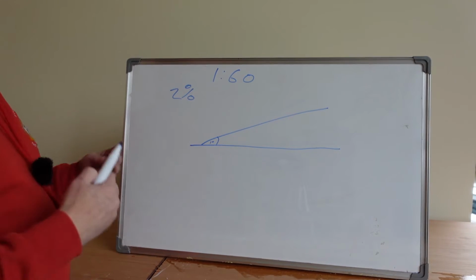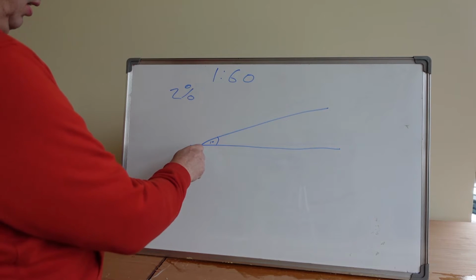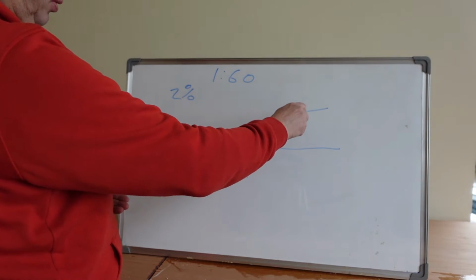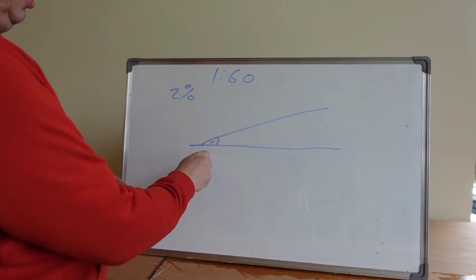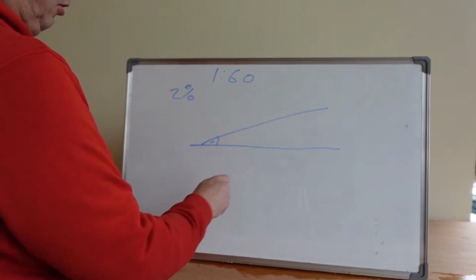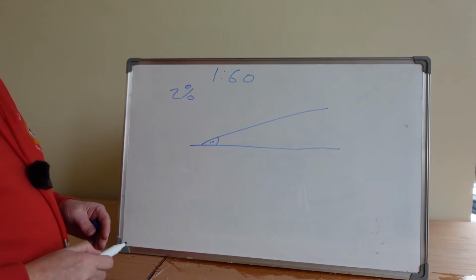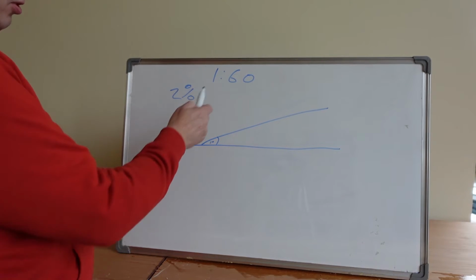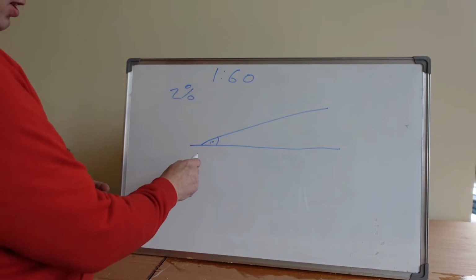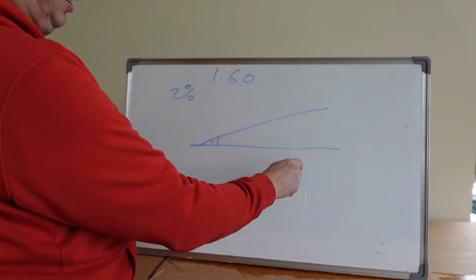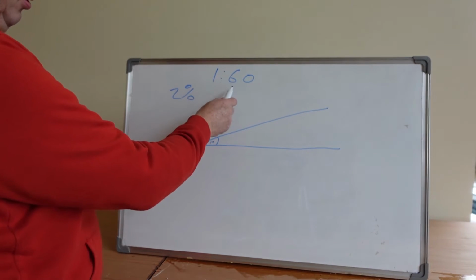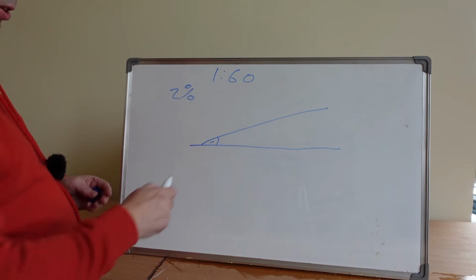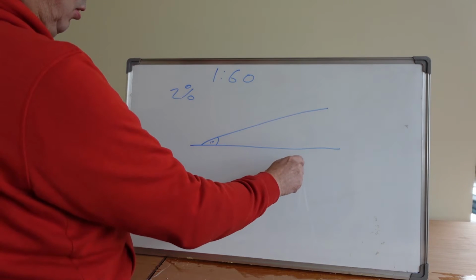The grade is expressed as a percentage, so whatever distance you go this way, it will rise 2%. So if you go 100 centimeters this direction, it will rise 2 centimeters for a 2% grade. Same with the ratio, it's similar to the grade, a 1:60. So for 60 units this way, it will rise 1 unit. This is why I use the ratio. It's a lot easier, it's a lot simpler when you're building your inclines. So you know if you go 60 this way, you're going 1 that way.